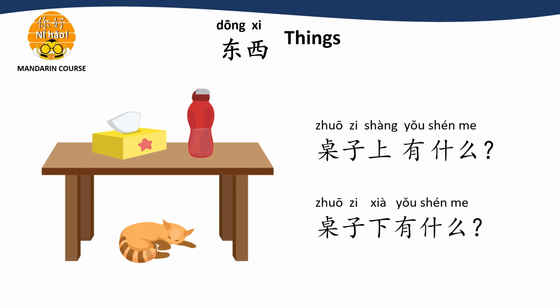桌子下有什么? What is below the table? 桌子下有一只猫. There is a cat below the table.